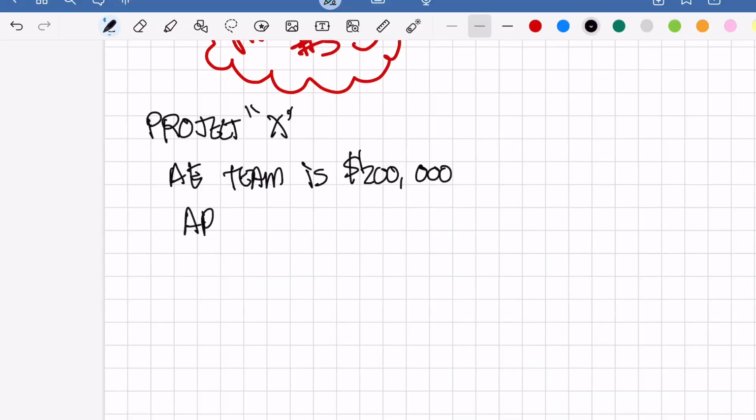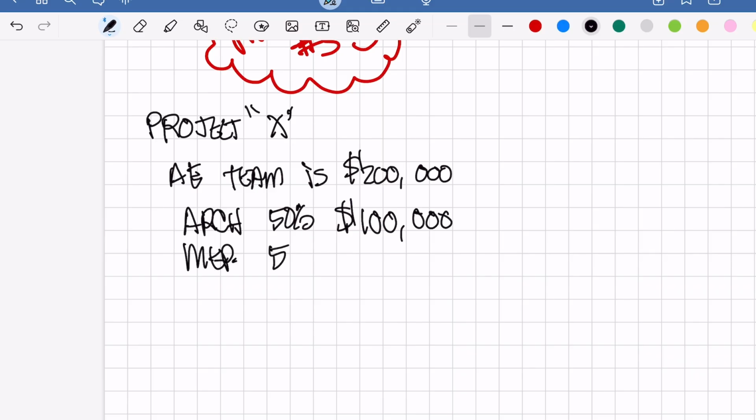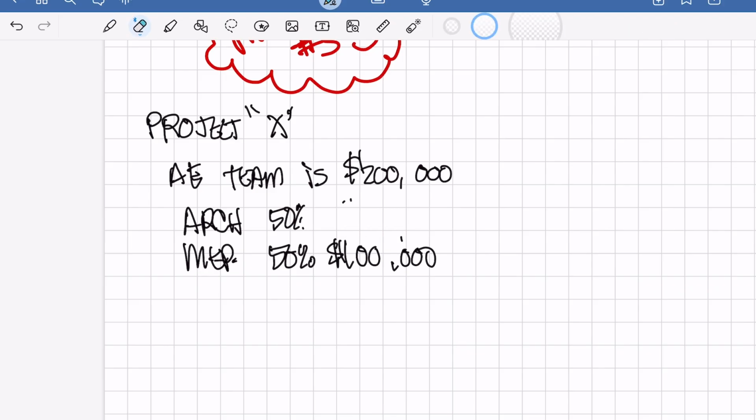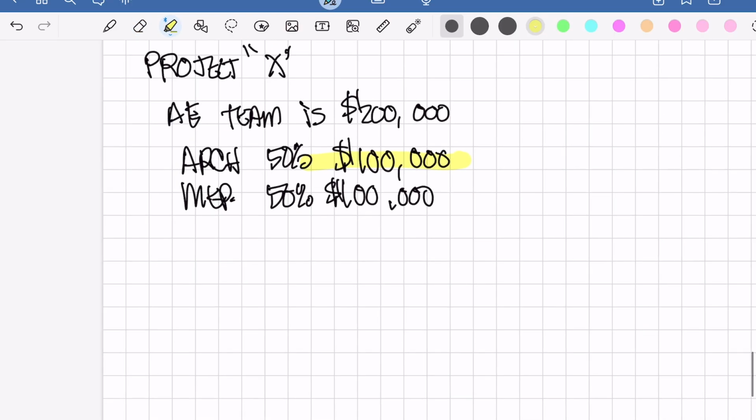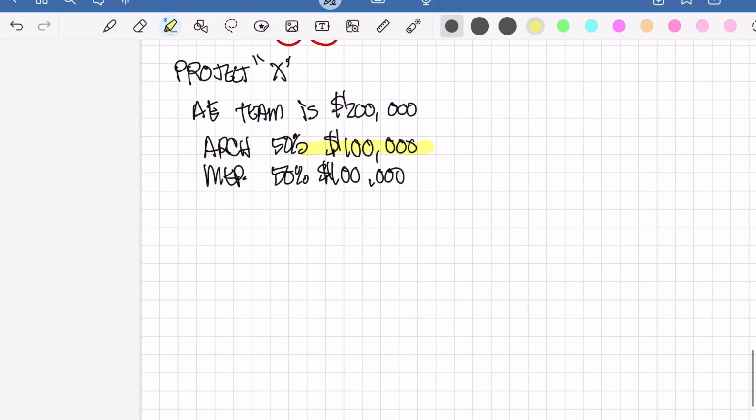But for the sake of this argument, architecture will be 50%. So magically, that's $100,000. And let's call MEP, mechanical, electrical, plumbing, 50%, $100,000. We are going to focus on this part right there. All right, so architecture fee is $100,000.